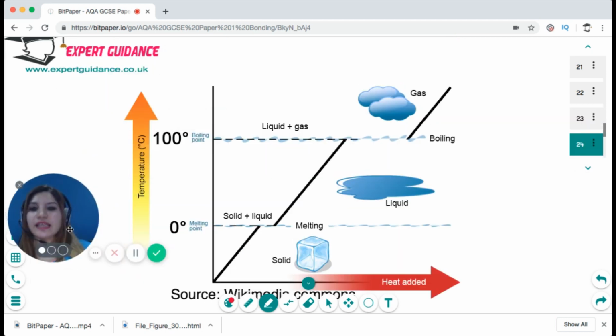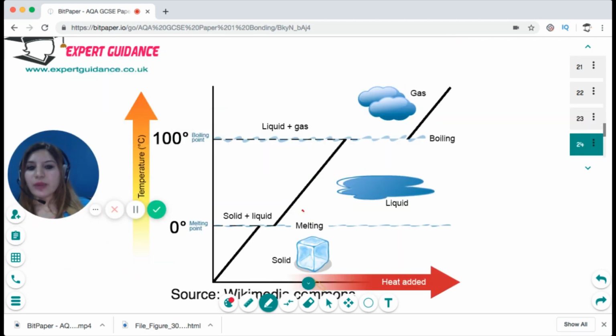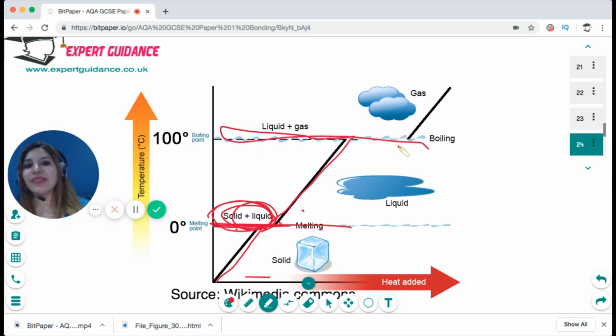Okay, now this is the curve: whenever you increase the heat, the solid temperature rises, and at the melting point, the temperature remains the same until all the solid converts into a liquid. Then, when the change of state is complete, the temperature increases, then the liquid converts into a gas, and at the boiling point the temperature remains the same until all the liquid converts into a gas, and then at boiling it converts into a vapor.